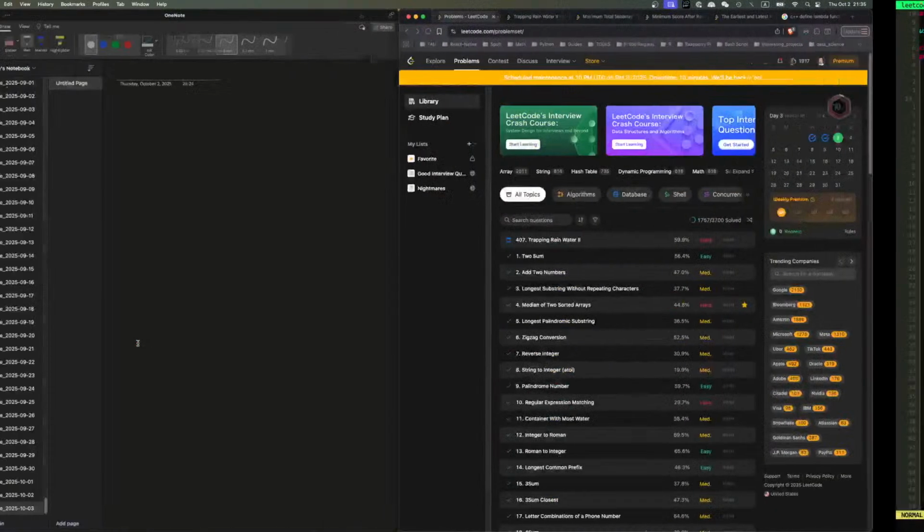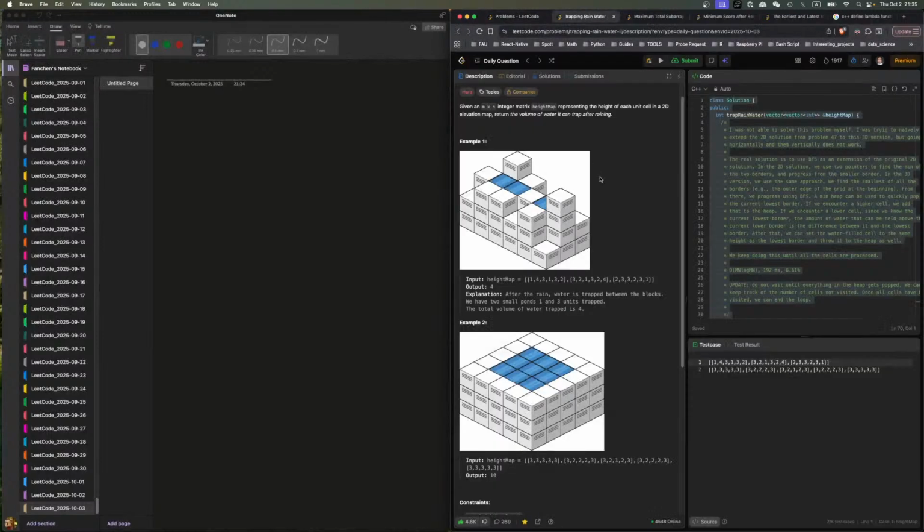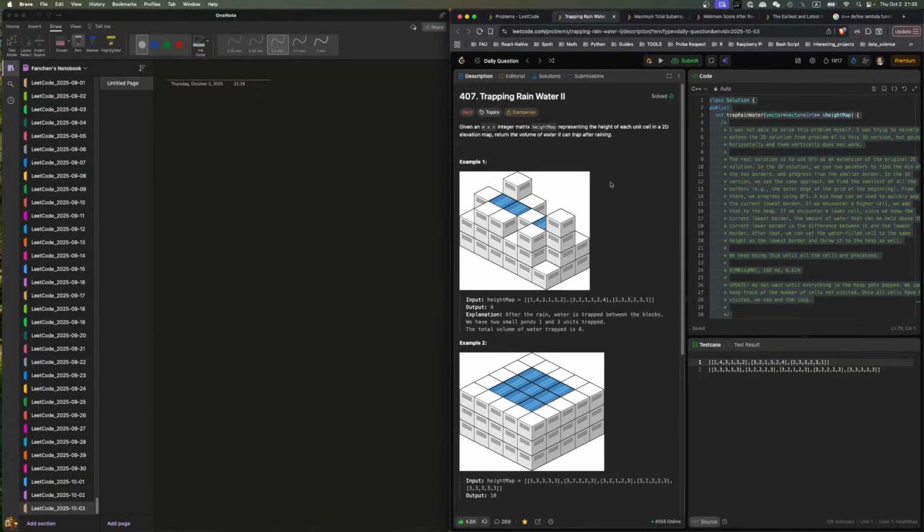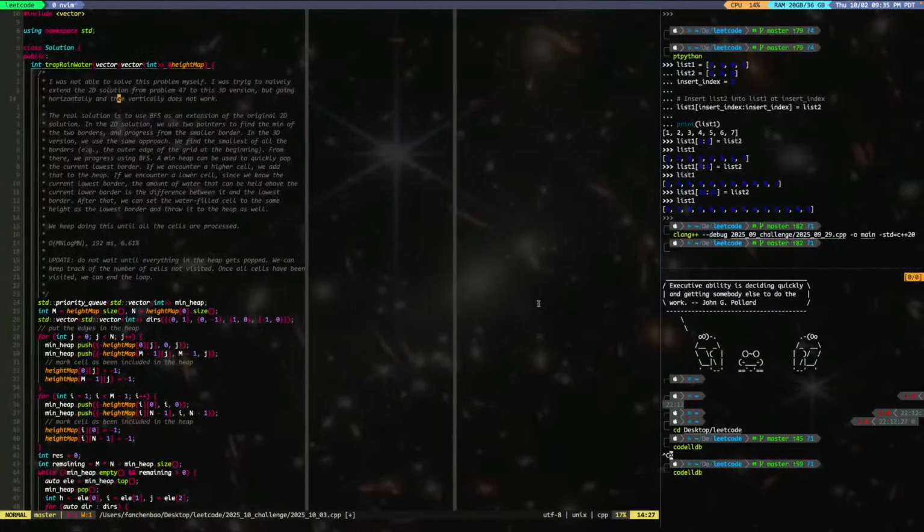I don't understand this part. This is the height of each cell. So we have the height of each cell. Okay, height of each cell.